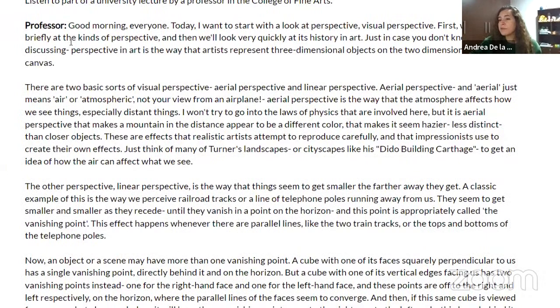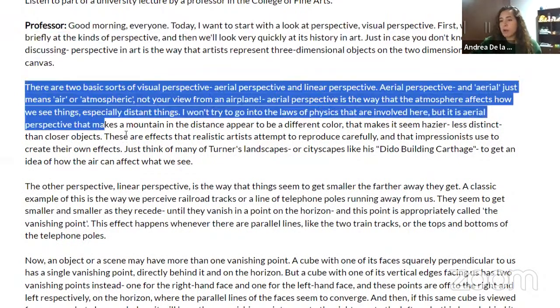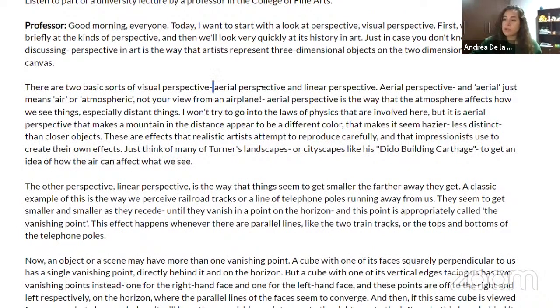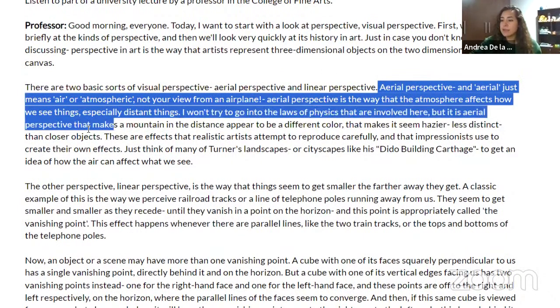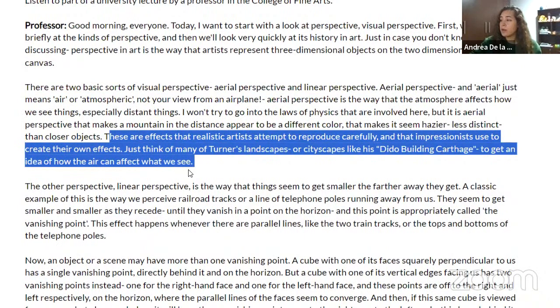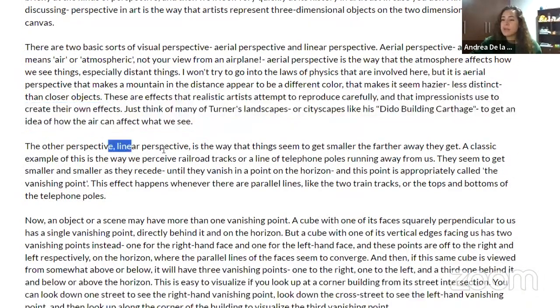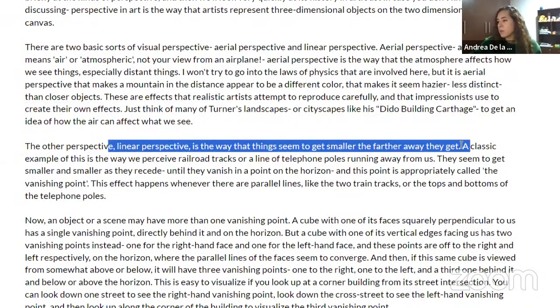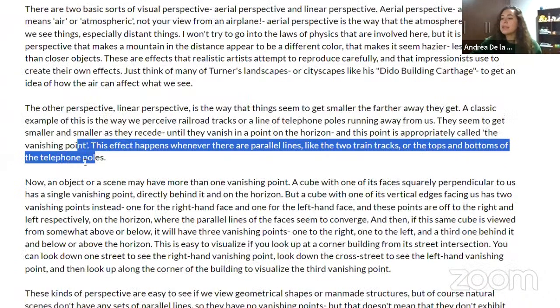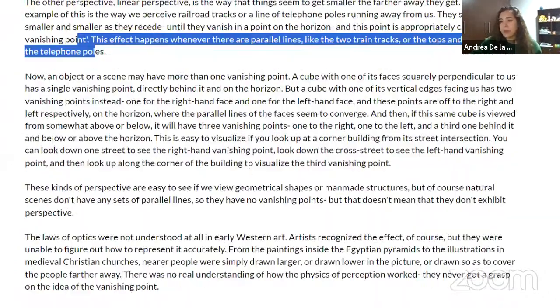So for example, after the introduction, we have this first paragraph that talks about the first type of visual perspective, which is called aerial perspective. And as I was telling you, when you have classification, you normally have a brief explanation of that. So what aerial perspective is, and then you have examples of aerial perspective, right? And then you have the other type of perspective. You have the same. You have a short definition, and then you have examples. And then they start talking about other things, okay?